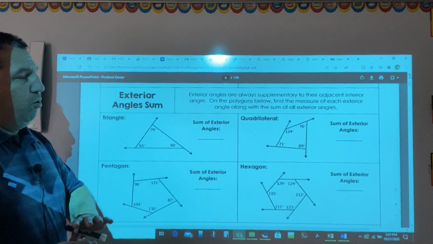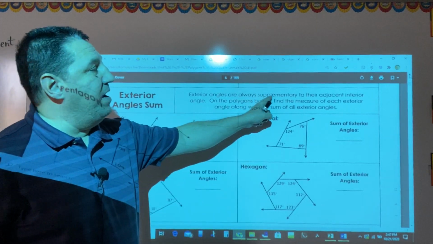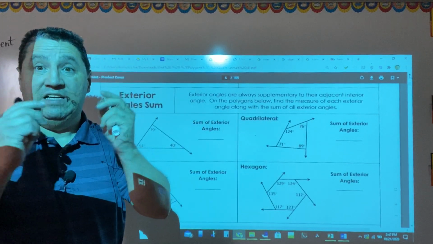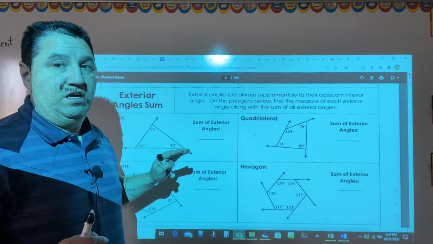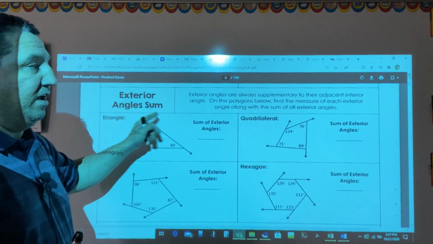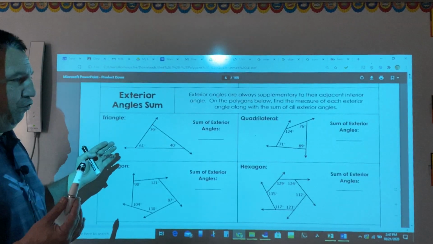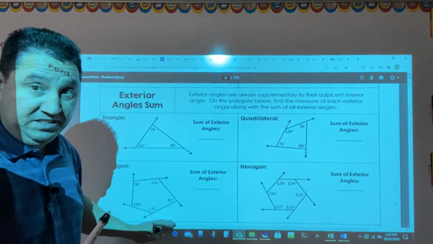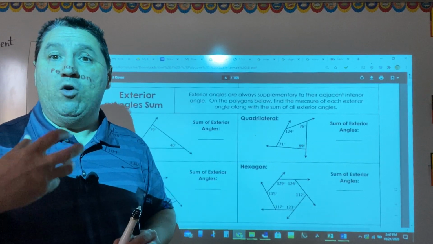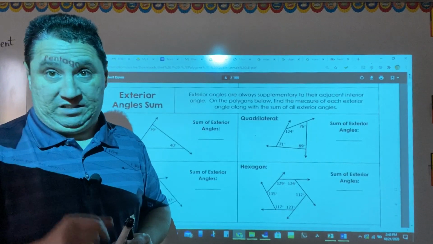Now, first, we know exterior angles are always supplementary to their adjacent interior angles. That's an important detail we have to use in order to find the exterior angle sum. Yes? For now, let's have these four examples, and then after we solve these examples, we will make a conjecture, and you'll see that conjecture is very interesting.